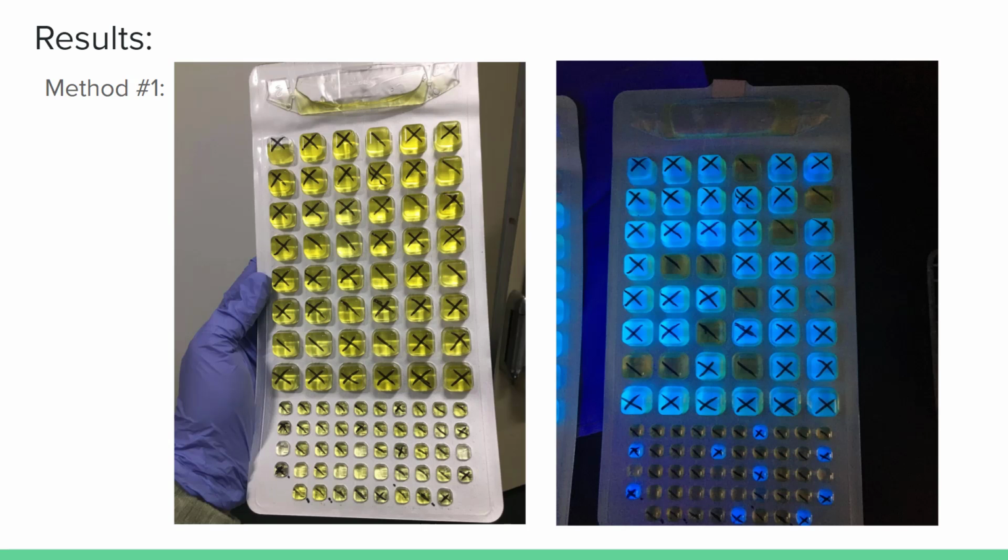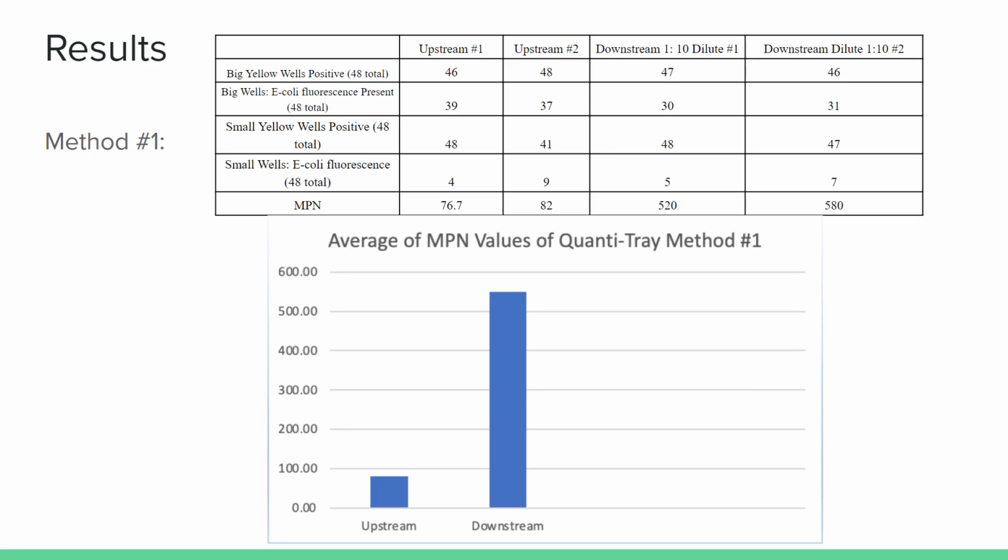For method number 1 results, the most important part to look at is the MPN values of upstream and downstream. For the 2 upstreams, it's 76.7 and 82, and for the 2 downstreams, it's 520 and 580. I averaged the MPN values of the Quanti-Tray method, and as you can see, the downstream has a larger MPN value as average rather than the upstream. There's no standard deviation shown on this graph, but there are differences in the values between the 2 upstreams and the 2 downstreams.